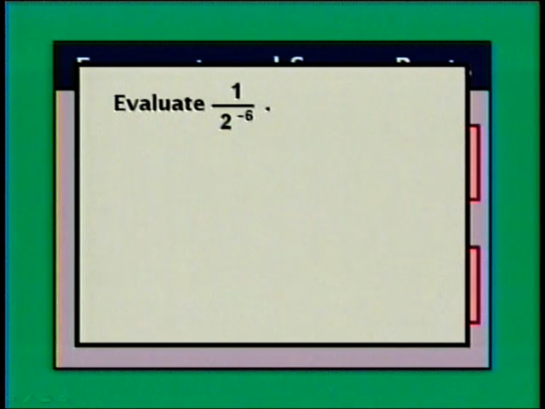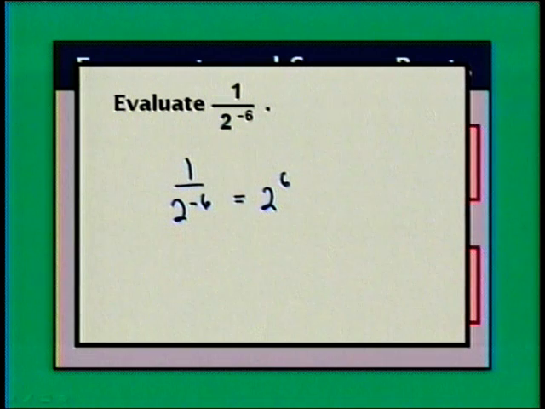How about 1 over 2 to the negative 6? When you're evaluating numbers, you cannot make the actual calculation until all of your exponents are positive. So the first thing I need to do is rewrite this as 2 to the positive 6th power. This is the product of 6 factors of 2, which is 64.